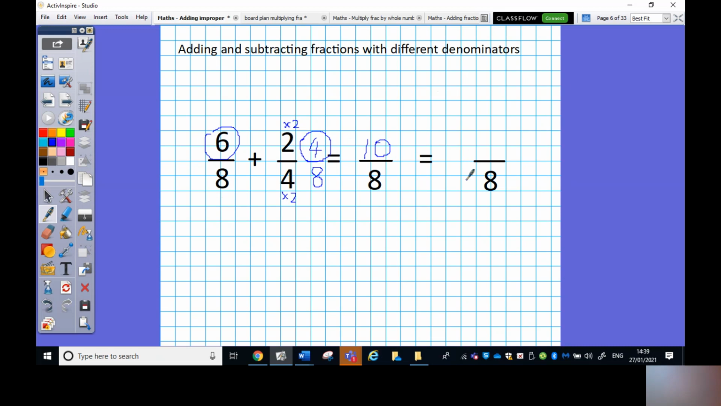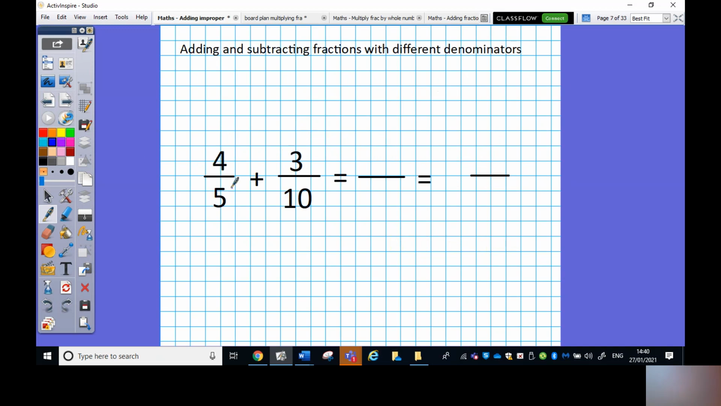If I want a mixed number, what do I need to do? Good. 10 divided by 8, which equals 1, remainder 2. Good. So 1 is my whole and 2 is my numerator. Excellent. Let's try another one.